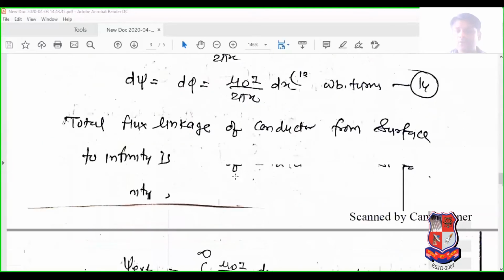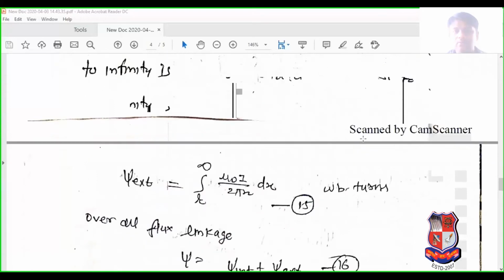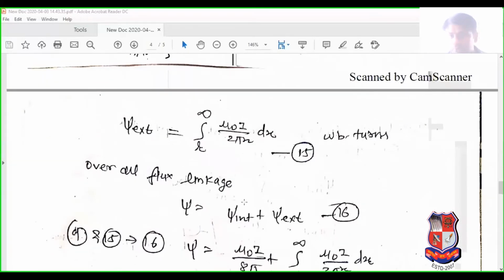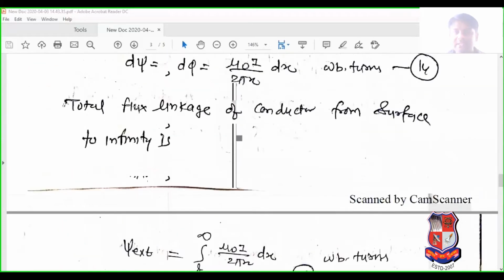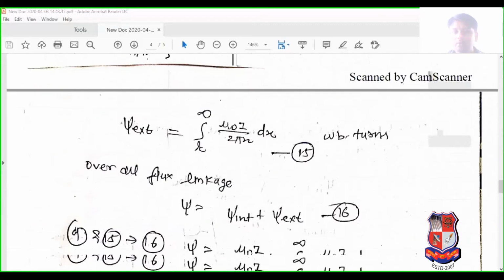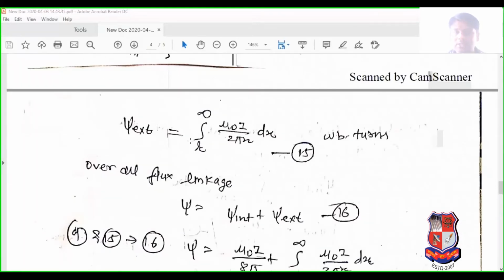So now finally calculate the total flux linkage to infinity, the external flux from the surface to the external point. So from the surface the radius is r. So from the center to the surface the radius is r, and from the surface to the outside the distance is infinite, of d psi. What is d psi? Mu 0 I upon 2 pi x into dx. So this is the external flux.